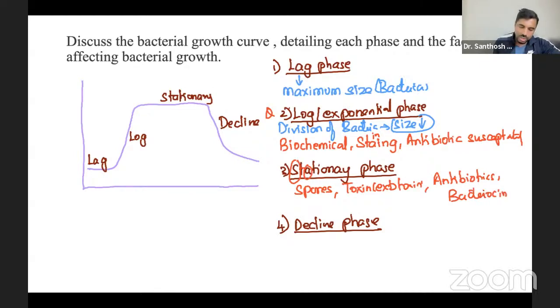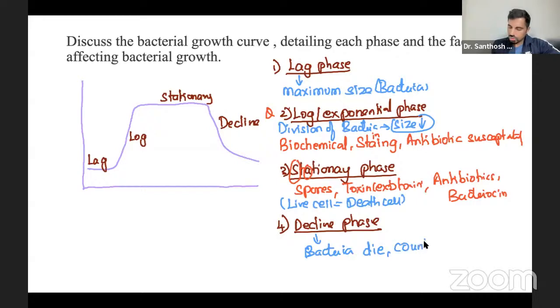But in stationary phase, what happens? The number of live cells will be equal to dead cells. That's why it is stationary. Number of live bacteria is equal to number of dead bacteria. In decline phase, bacteria start to die. So the bacterial count decreases.